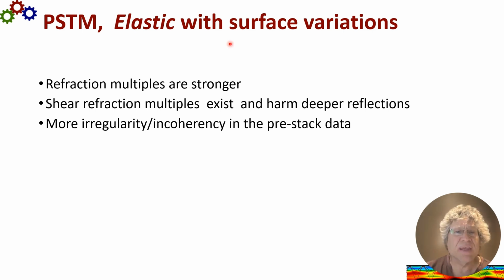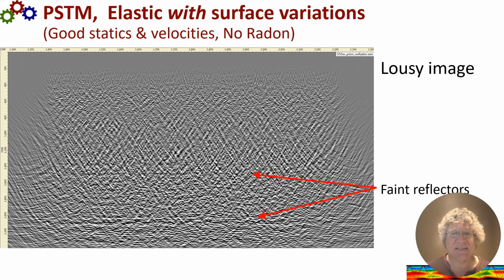So before I go to the elastic data with surface variations, let me point out that with the elastic data, the refraction multiples are stronger. The shear refraction multiples exist. They're strong and they harm the deeper reflections. And we also have more irregularity and incoherency between neighboring traces in the pre-stack data. So here's the elastic image result, and it's a lousy image.